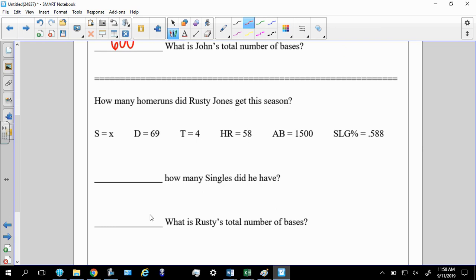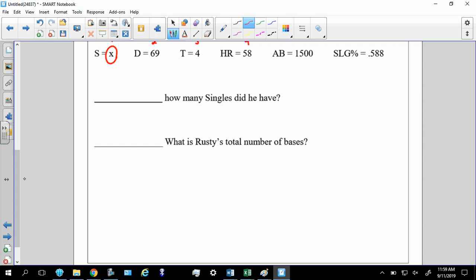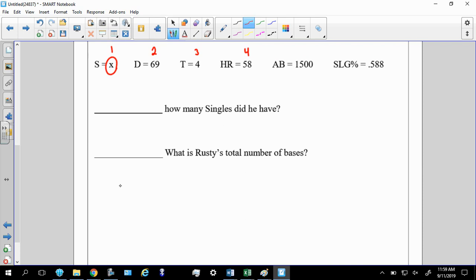All right, now we got to figure out what the singles are. Notice we don't know what that is, so that'll be X. Remember, we times by 1, doubles by 2, triples by 3, home runs by 4. So when I set this problem up, and we've done this before, so I'm going faster than I should. That'll be X plus, let's see, 69 times 2. I want to say, yep, 138. That's what I was thinking.